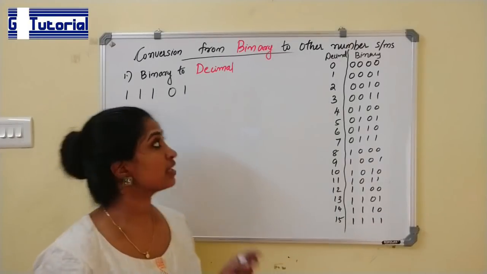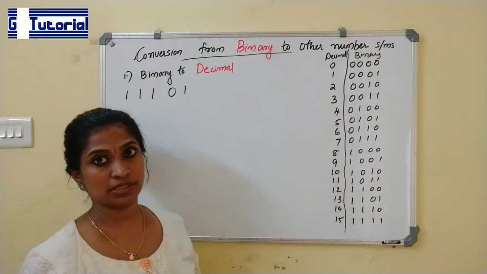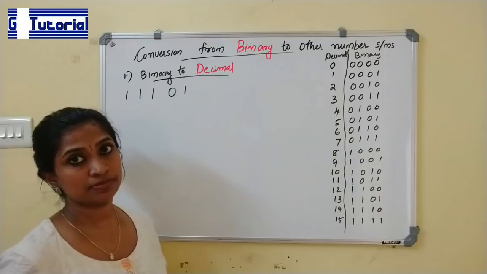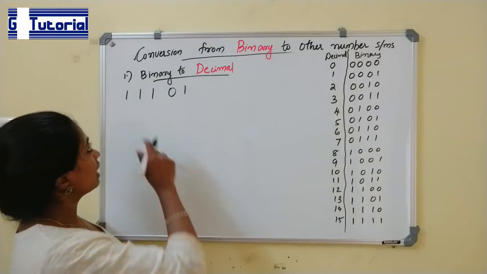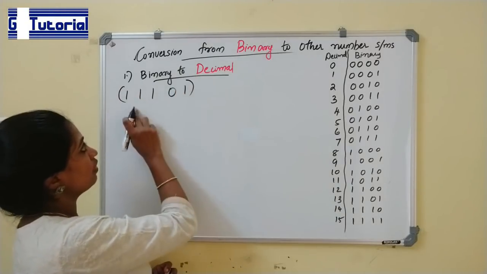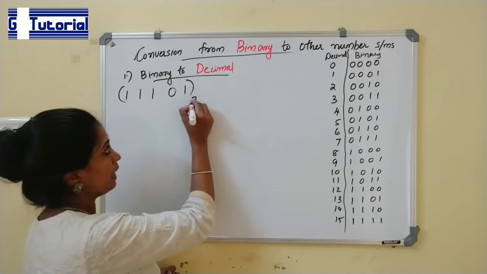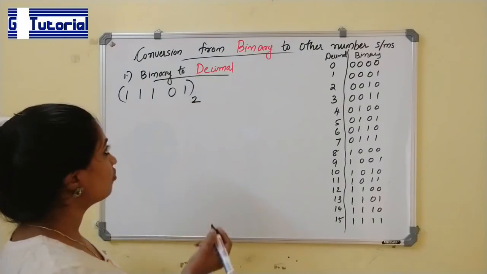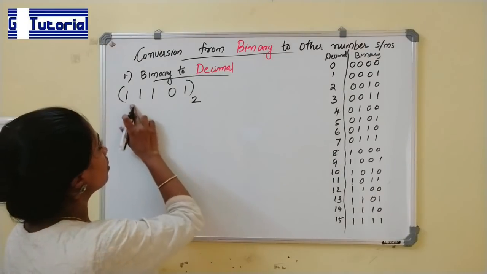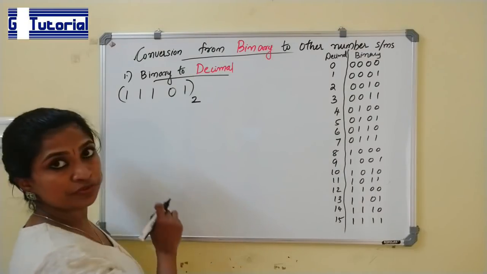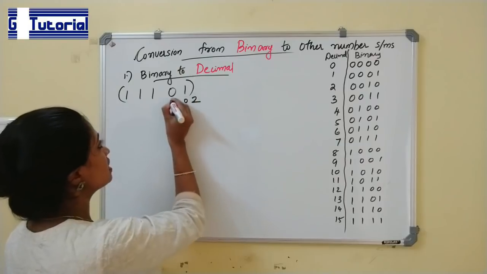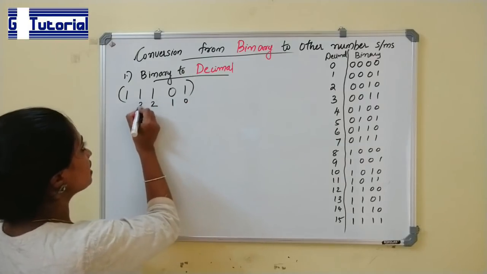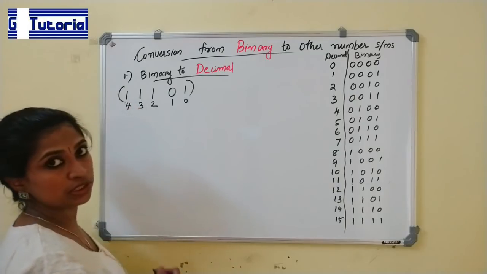Now we can see the conversion from binary to other number systems. First is conversion of binary to decimal system. Let us convert the number 11101, which is a binary number, to decimal number system whose base is 10. For that, first we have to number the positions of each of these digits. This is the 0th position, this is the first position, this is the second position, this is the third position, and this is the fourth position.